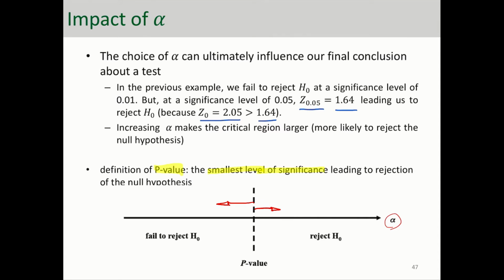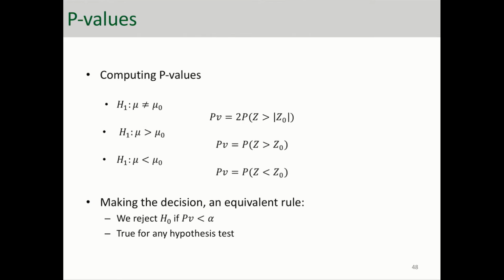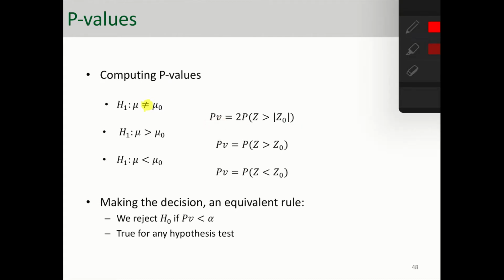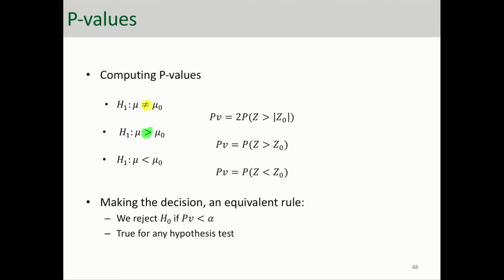Now, how do we calculate p-values? If the test is two-sided, this is how we calculate the p-value. And if our test is one-sided of type more than, this is how we do it. And with less than, this is how we calculate the p-value. We're going to show the p-value with PV. It's essentially calculating probabilities of z more than the z-score test statistic.